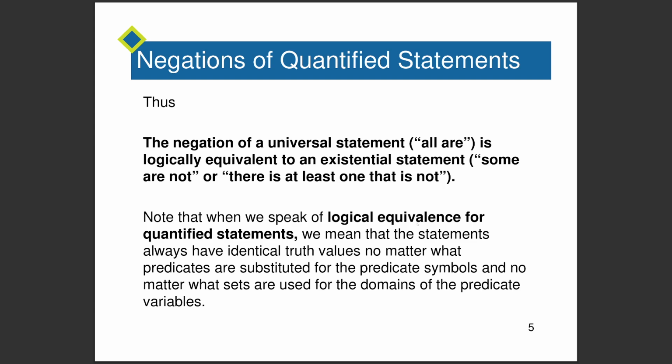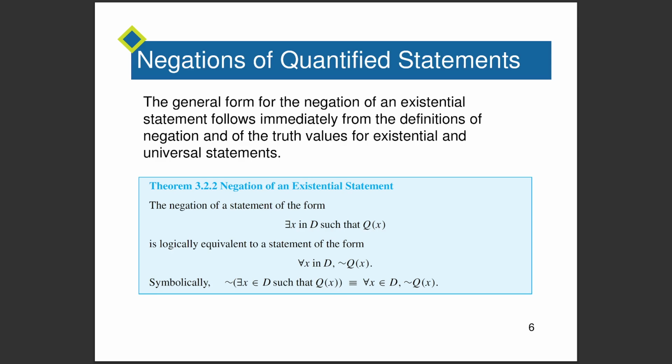Note that when we speak of logical equivalence for quantified statements, we mean that the statements always have identical truth values no matter what predicates are substituted for the predicate symbols. And second, no matter what sets are used for the domains of the predicate variables. So two conditions, unlike the one condition that we had for chapter 2. The general form of the negation of a statement follows immediately from the definition of negation, so what we stated at the beginning, which is that we say the opposite of what we have.